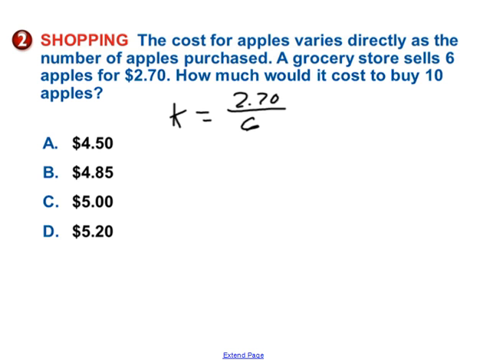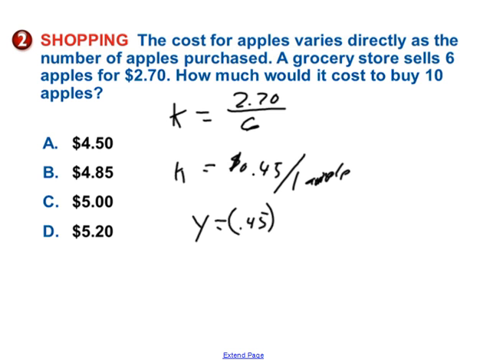So on my calculator, I'm going to take $2.70 divided by the 6 apples, and I get 0.45, or $0.45 per 1 apple. So that's my constant K. My equation then: Y is equal to 0.45 times the number of apples purchased, or X.